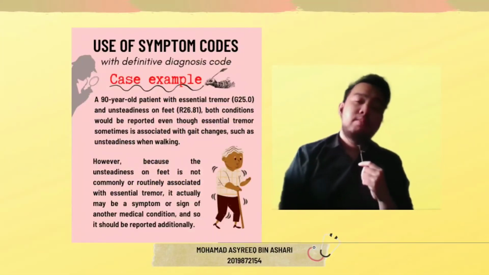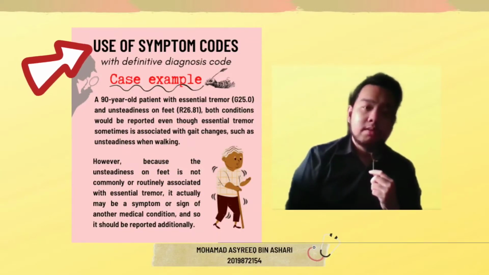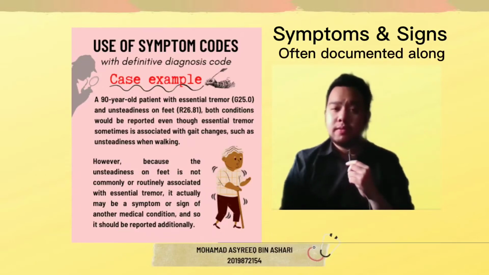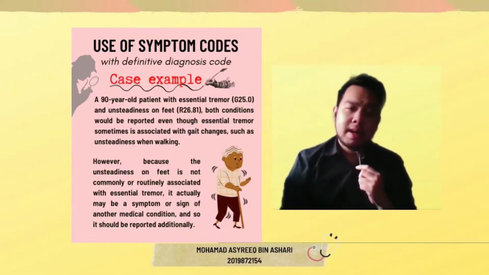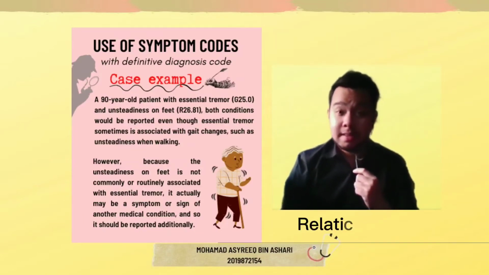So today, I'll be explaining more about the usage of symptom codes with definitive diagnosis. Symptoms and signs are often documented along with definitive diagnosis. Knowing which signs and symptoms routinely are associated with definitive diagnosis and which are not is relatively easy in some cases but more difficult in others.